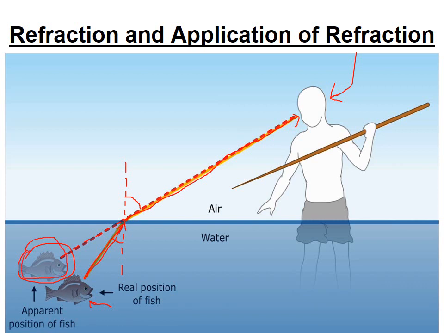This is called the apparent depth phenomenon, where something appears a little bit closer to the surface than it actually is because of the refraction of light. So we need to take that into consideration when we're aiming our spear towards a fish. If we aim where we see it apparently, we're going to miss it. So we need to aim a little bit lower, knowing that there's a refraction phenomenon occurring.